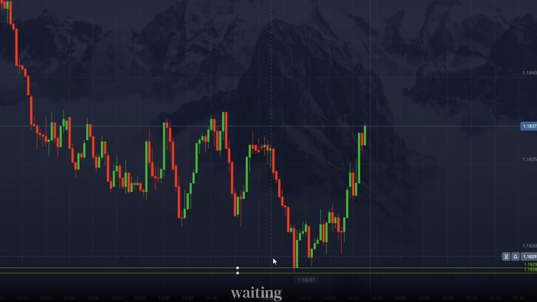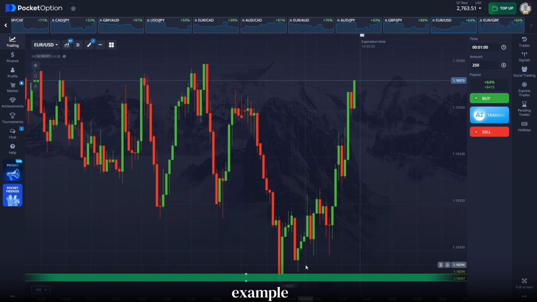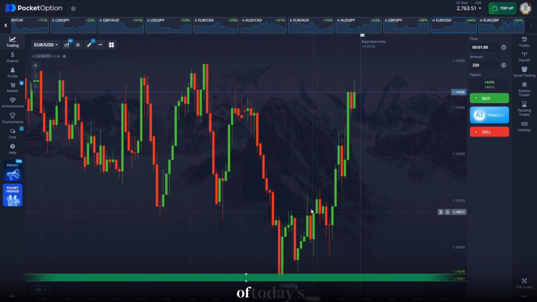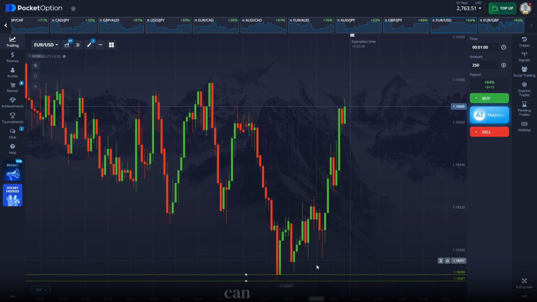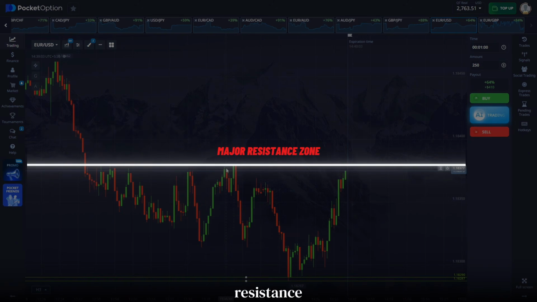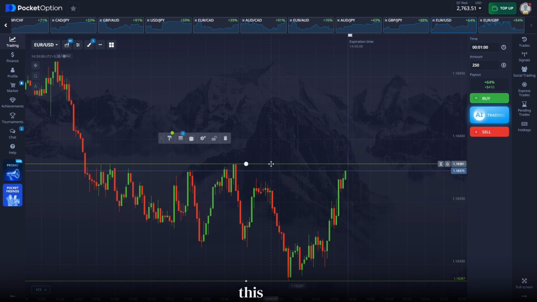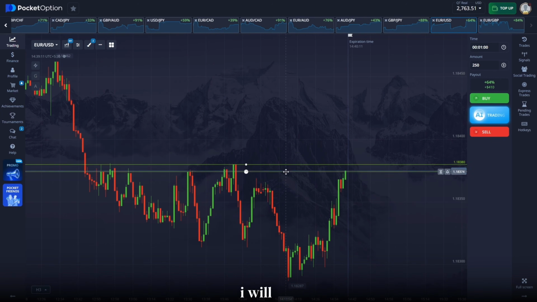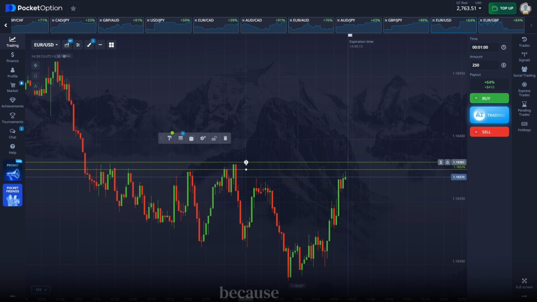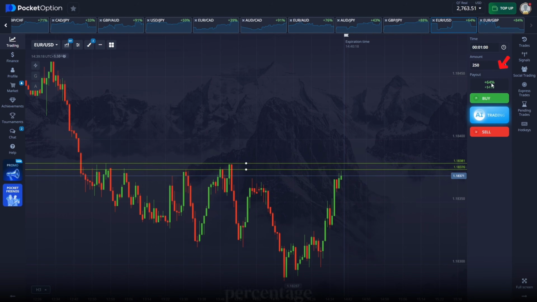Let's wait now. On the Euro US dollar chart, I was waiting for the price to hit this support level so that I can show you another example of the reversal trading strategy that I used on the very first trade of today's session. But as you can see, price is now going straight up and is about to hit this major resistance zone. This opportunity is gone, and if I want to use this zone for a reversal, I will not make that much money, because even though the setup is really good, the payout percentage is too low.